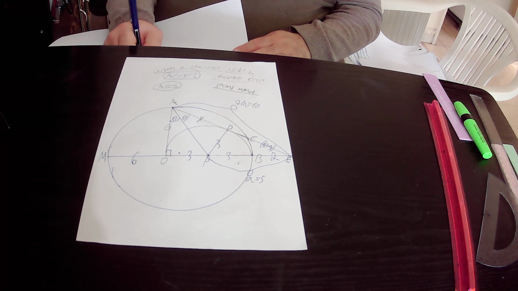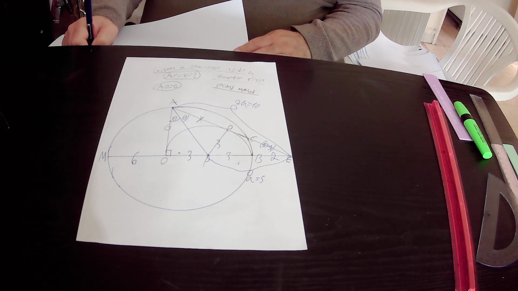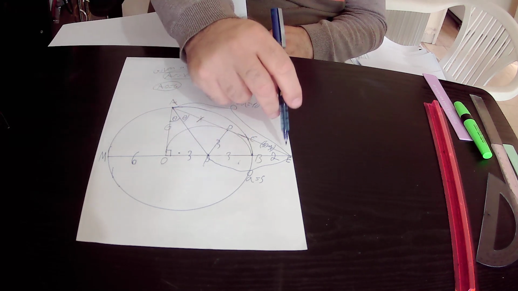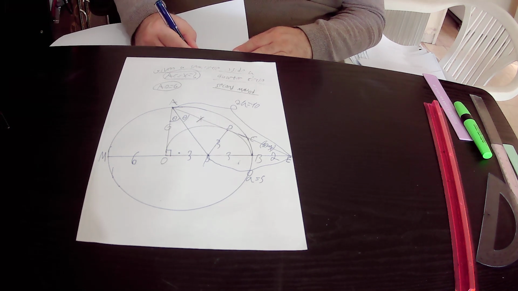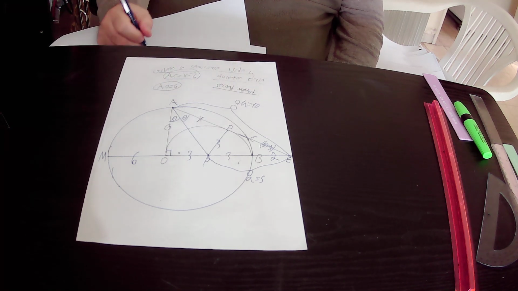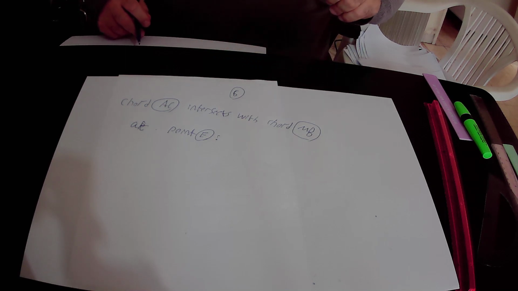intersects with chord MB. I'll repeat again: chord AC intersects with chord MB at point E. Point E is the intersection point of those two chords, and it is located outside the circle.